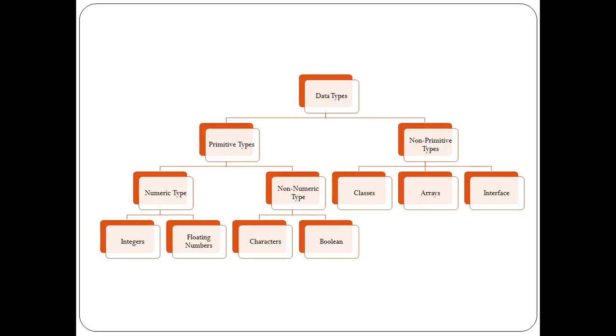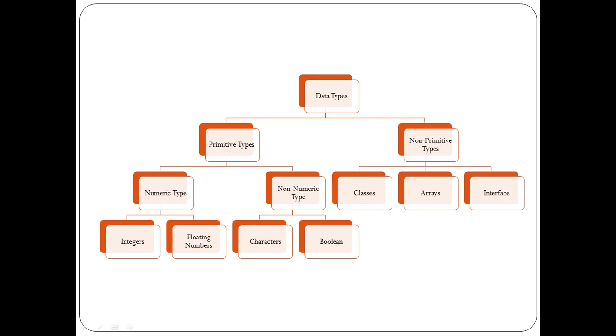So let's begin with a chart. What are the various data types available in Java? Data types are categorized in two sections, primitive types and non-primitive types. In primitive types, there are two sections, numeric and non-numeric type. Numeric type is also categorized into two different sections, integer and floating point, whereas non-numeric types are also categorized into two sections, character and boolean. In case of non-primitive types, there are three categories: classes, arrays, and interfaces.